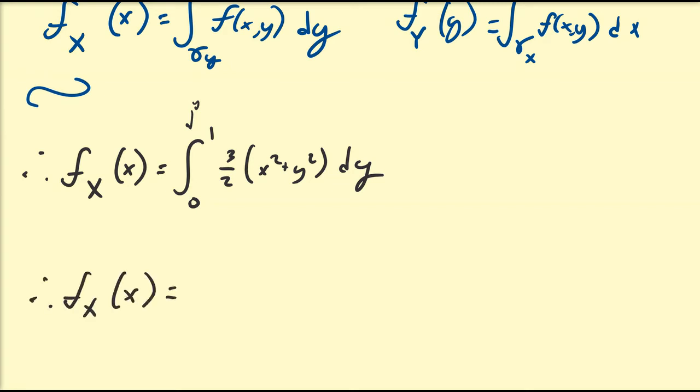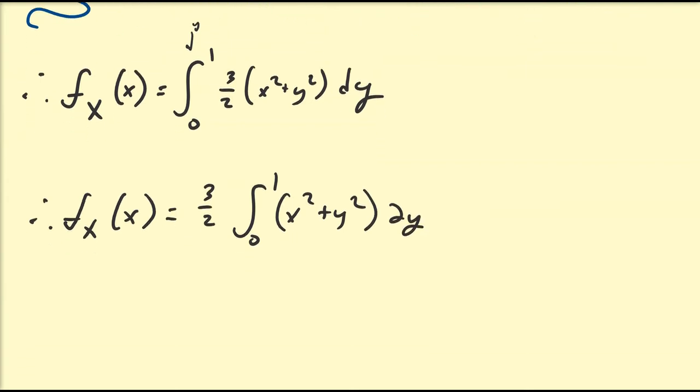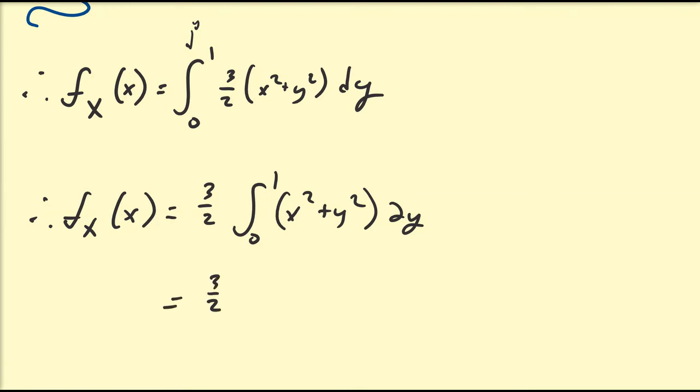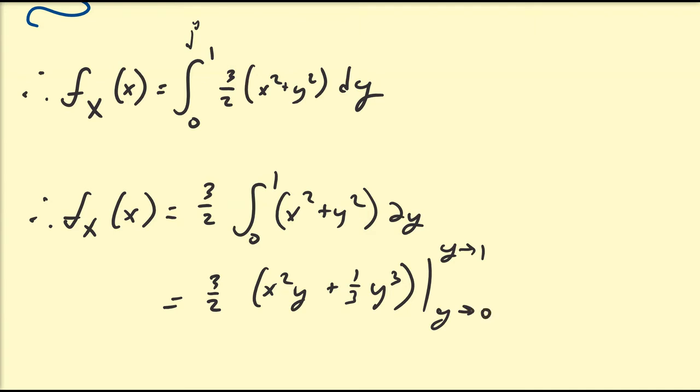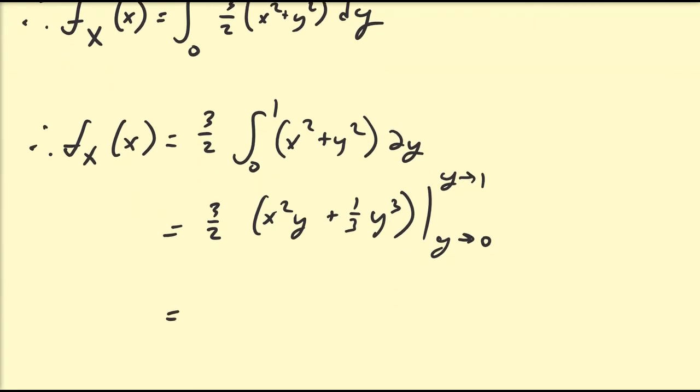So f_x(x) is going to be equal to, so we can pull out our 3/2, integral from 0 to 1 of x squared plus y squared dy. And you can write it as a partial y to emphasize that x is a constant here. So this is going to be equal to 3/2 times x squared y plus 1/3 y cubed, evaluated as y goes to 1, as y goes to 0. So as y goes to 1, that's going to be equal to x squared plus 1/3. So this is f_x(x).